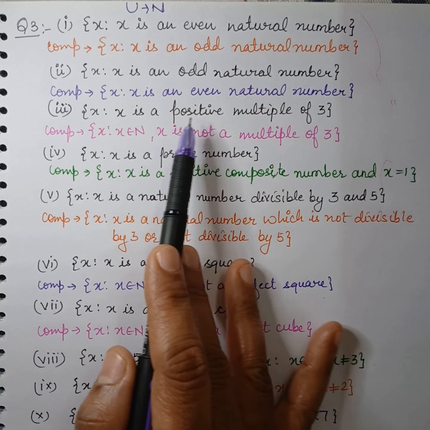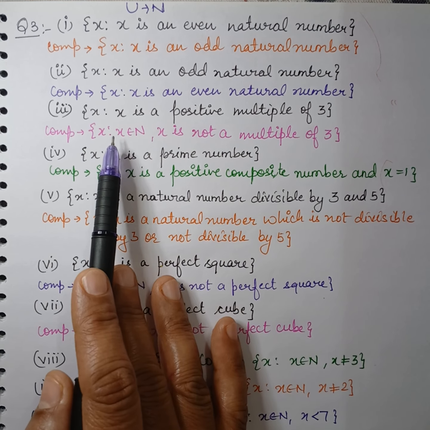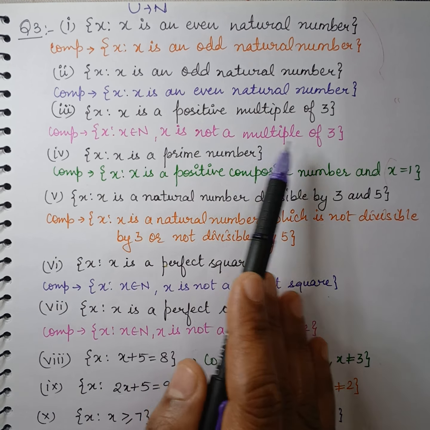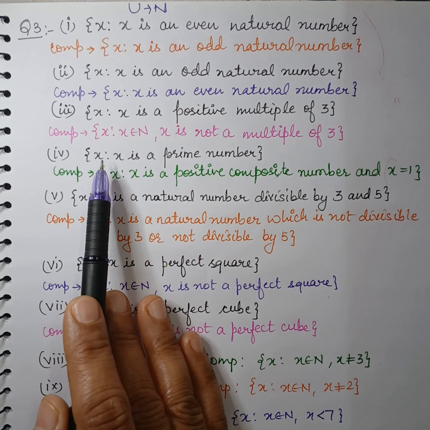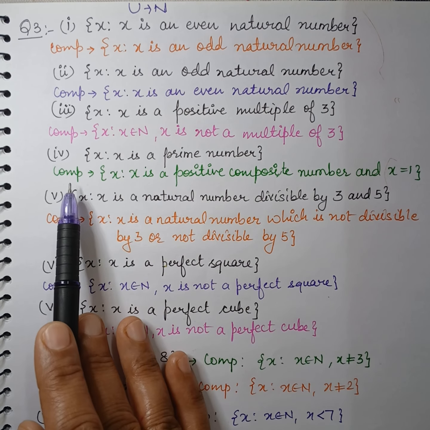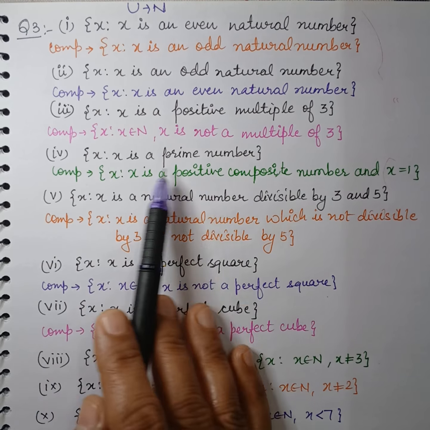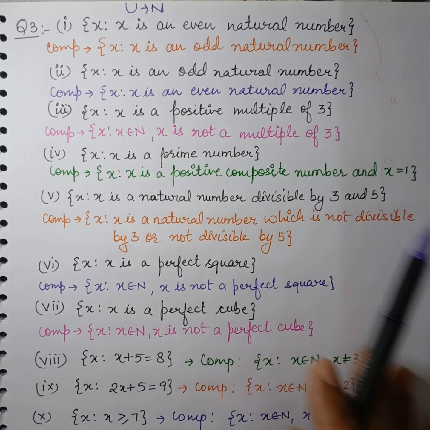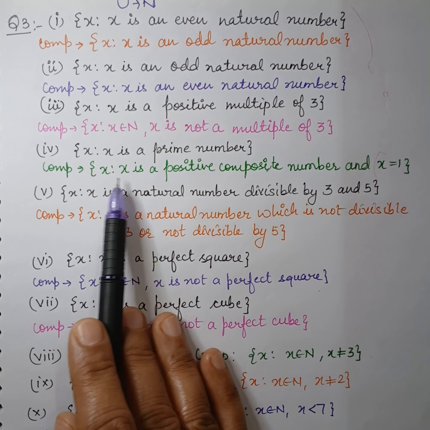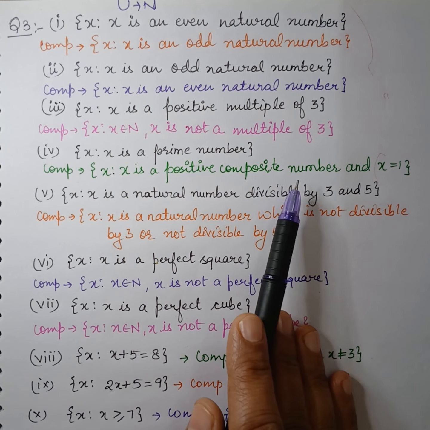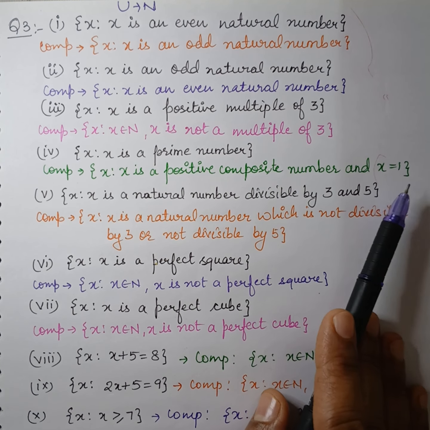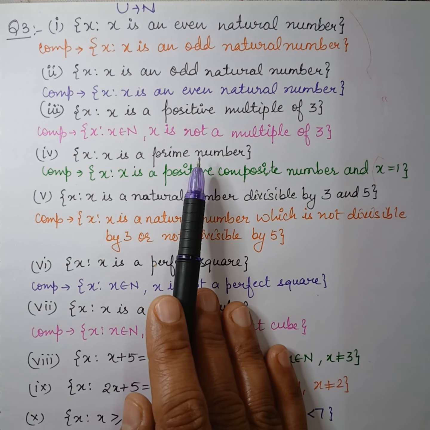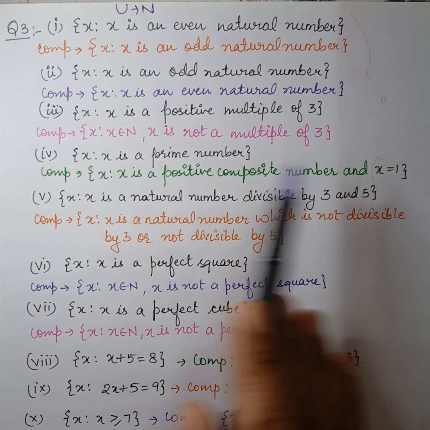Then the third is x is a positive multiple of 3. So we will write x such that x belongs to N, x is not a multiple of 3. Then we have x is a prime number. So for the complement we will write x is not a prime number, where x belongs to N. But it will be more appropriate to write x is a positive composite number or x is equal to 1, because in composite numbers 1 will not come. But 1 is not a prime number, so it should come in this set.